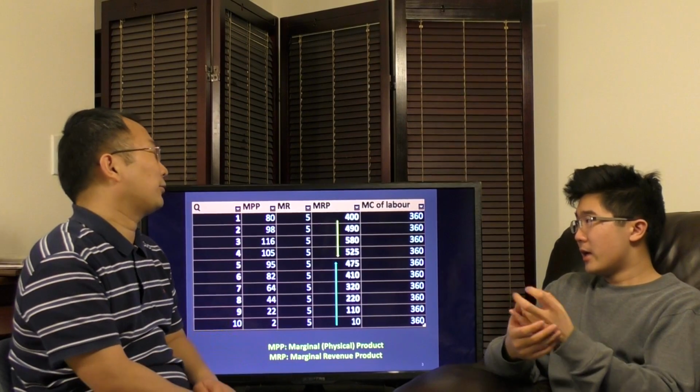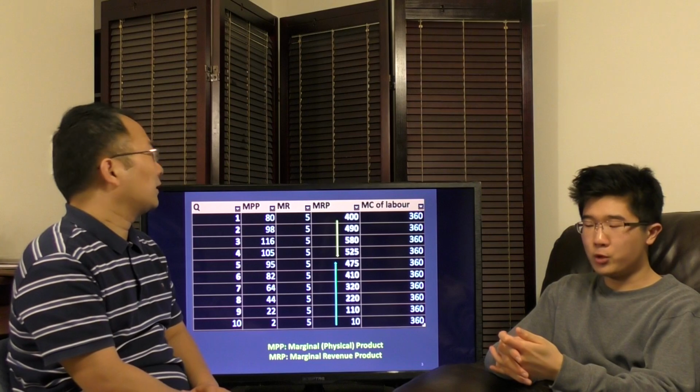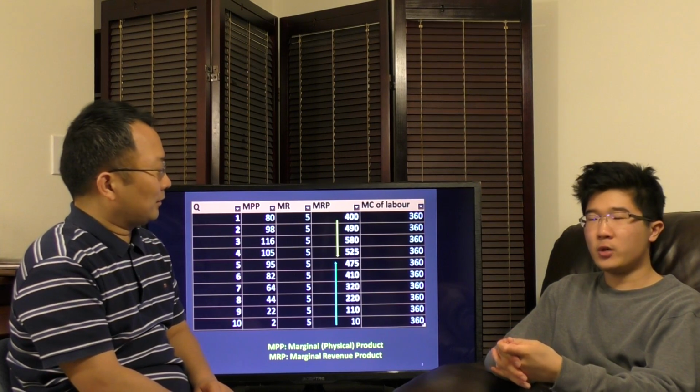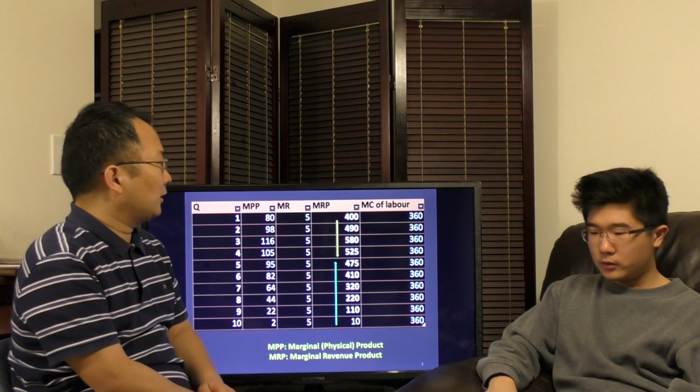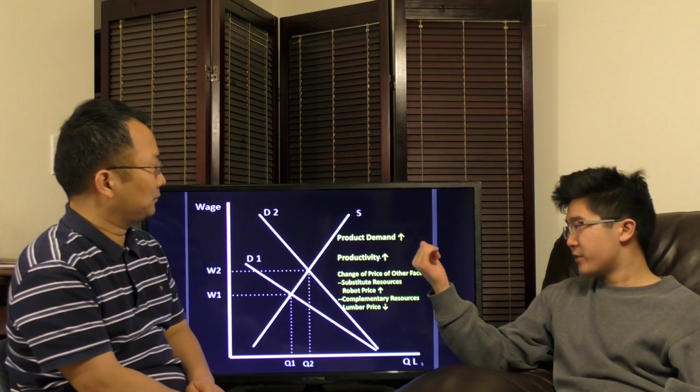Just for example, right? So for the second worker, maybe that marginal physical product goes from 98 to about 110, 120, which increases our marginal revenue product as well. That certainly shifts the demand curve to the right. Yes, right? Increases demand.